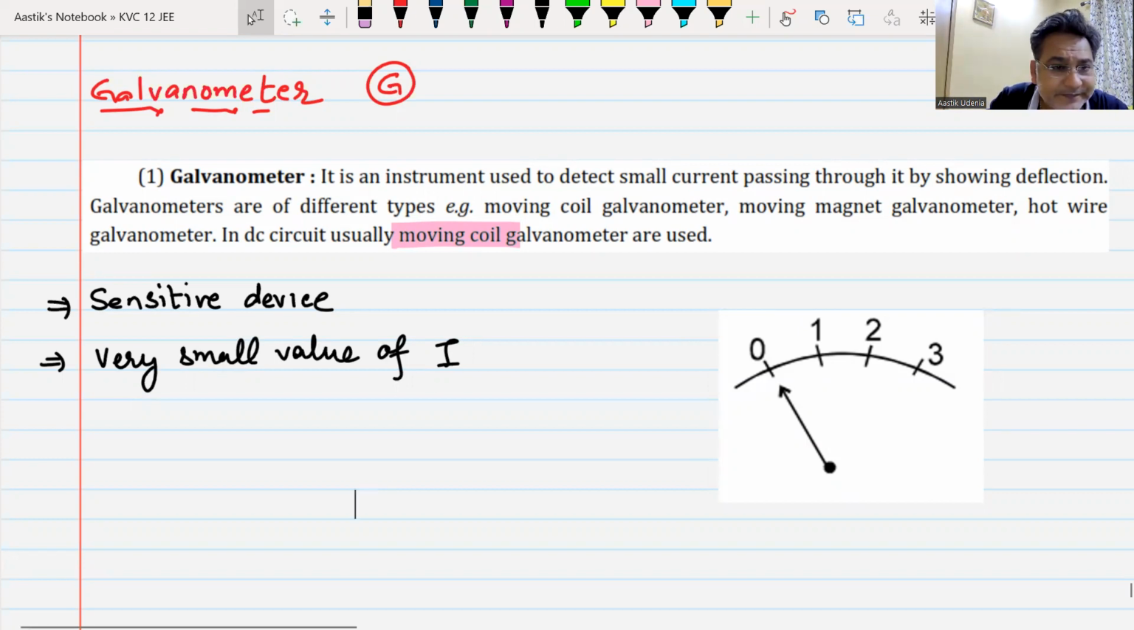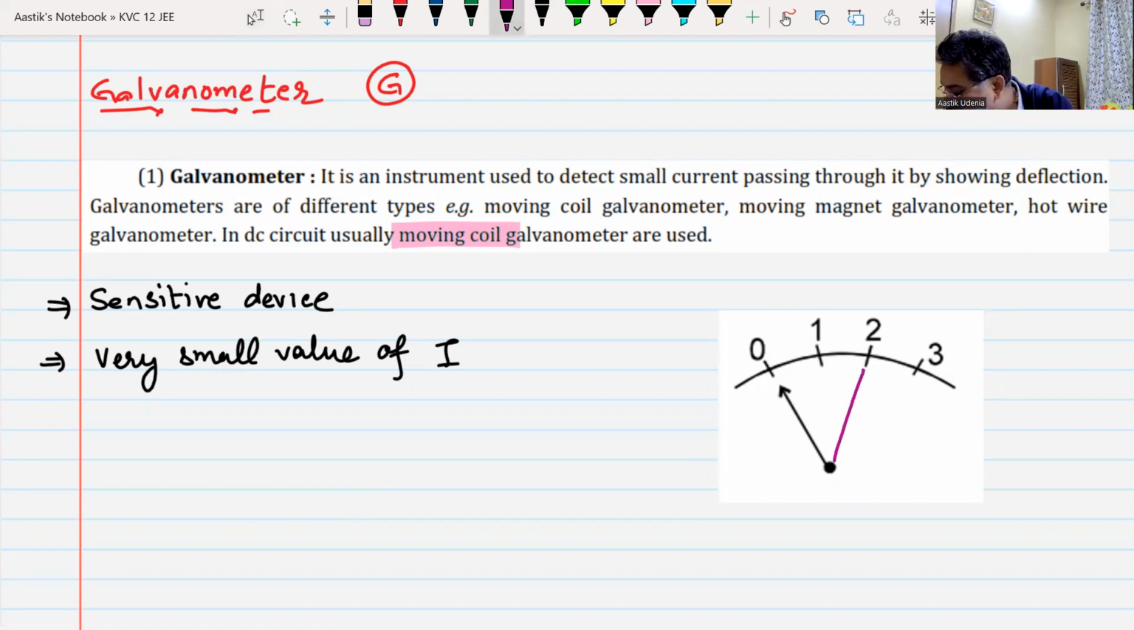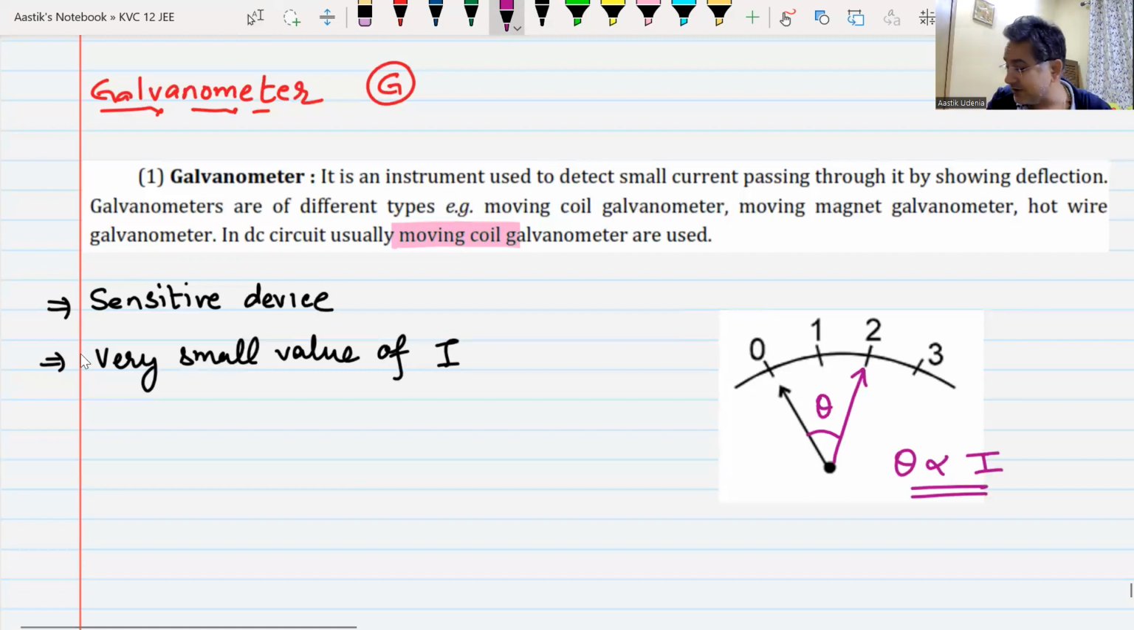The deflection in this galvanometer coil, if at some point it is like this, and at some other point when it is put in a circuit, it deflects by an angle theta. It's a moving coil galvanometer because this theta is directly proportional to the current that is flowing in the circuit. That is why it is known as a moving coil galvanometer.